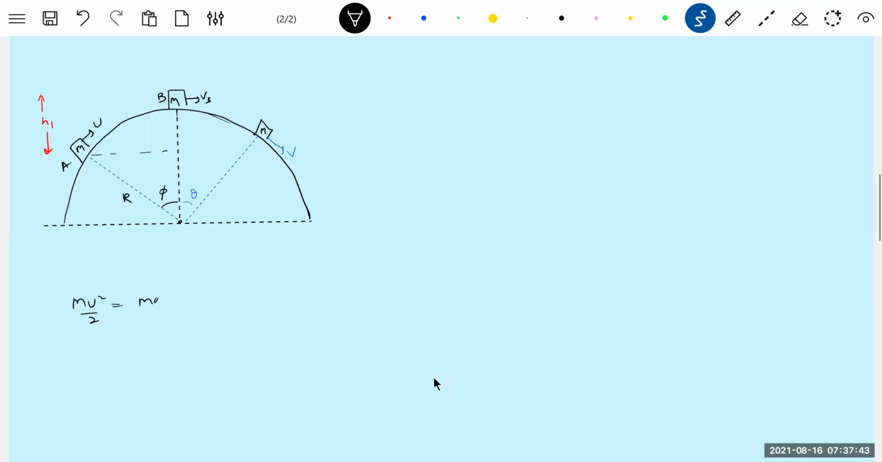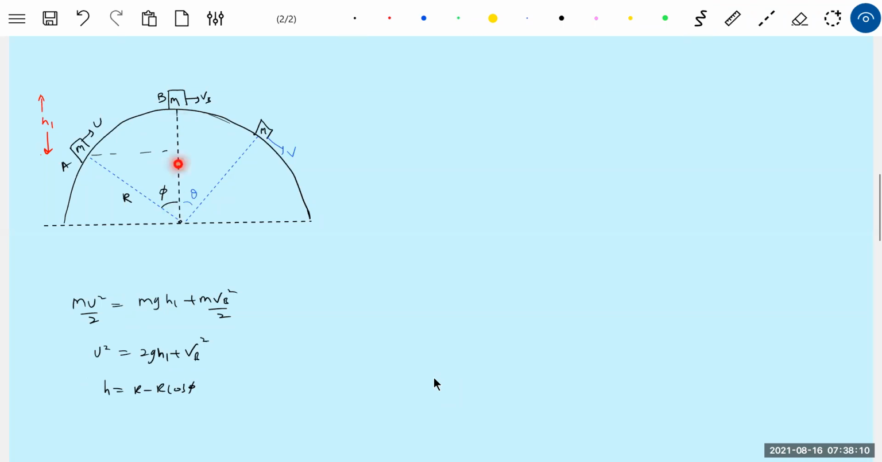This should be equal to mg h1 plus m vb square. What is h1? U square equal to 2g h1 plus vb square. Now what is h1? H1 we can write it as, this will be r, this will be r cos phi.